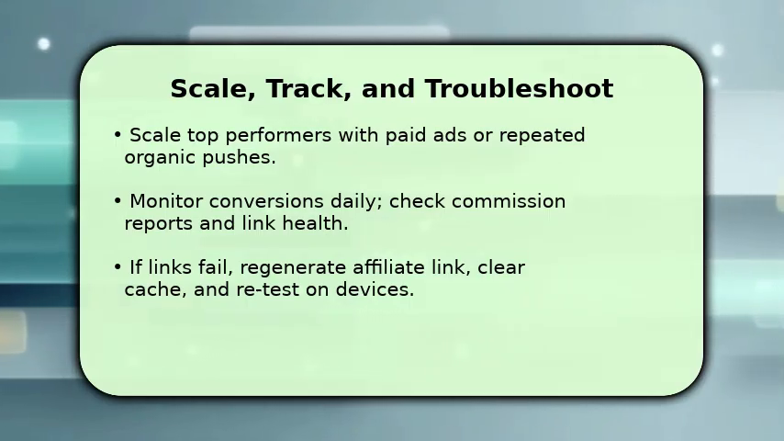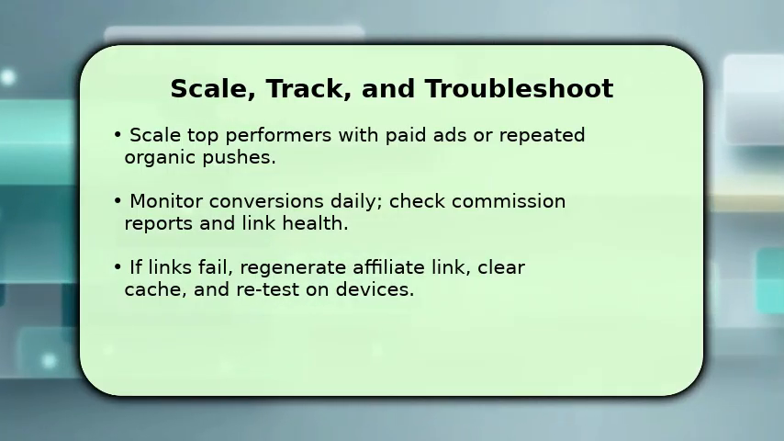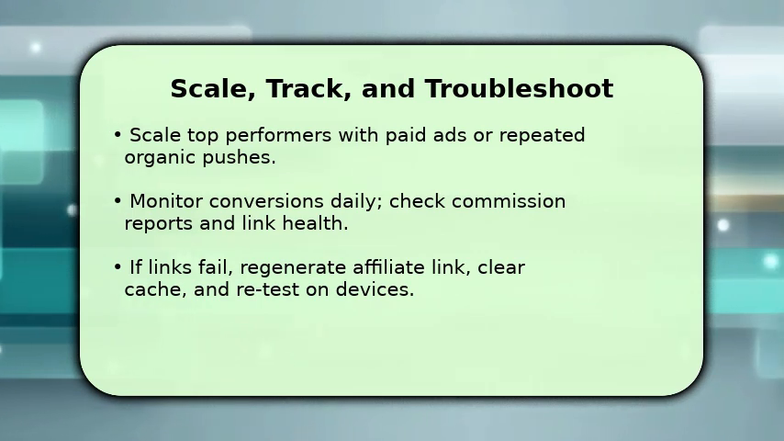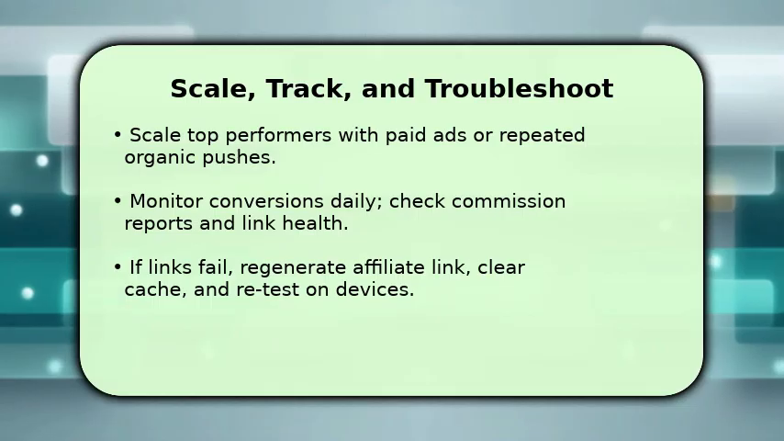If performance drops, dig into link health and traffic sources. Make sure cookies and UTM tags remain intact. If links stop tracking, regenerate affiliate links, clear caches, and test across devices. One troubleshooting tip: always keep a backup list of working links and screenshots of offers in case disputes arise.